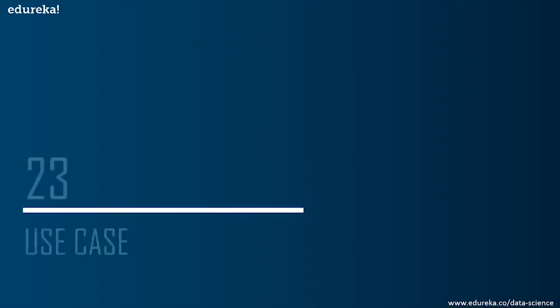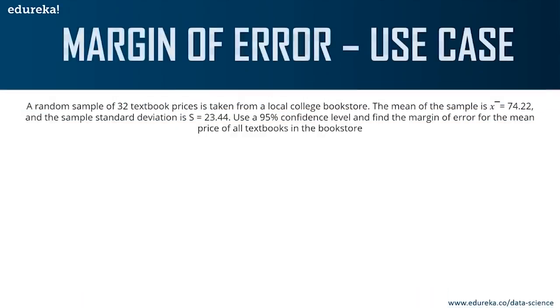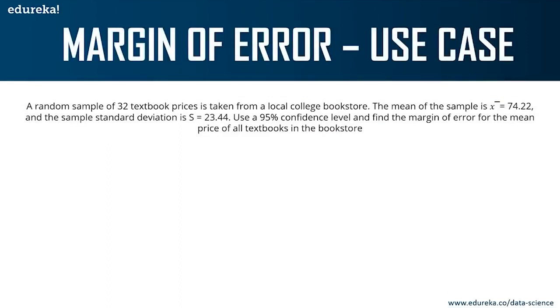Now let's look at a problem statement to better understand this concept. A random sample of 32 textbook prices is taken from a local college bookstore. The mean of the sample is so and so, and the sample standard deviation is this. Use a 95% confidence level and find the margin of error for the mean price of all textbooks in the bookstore.